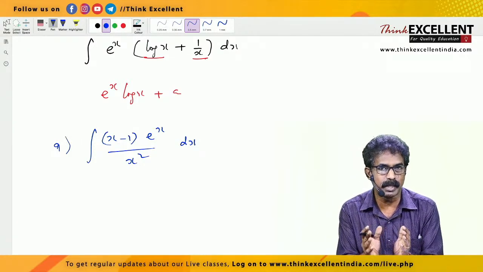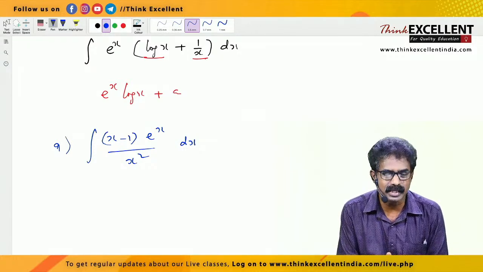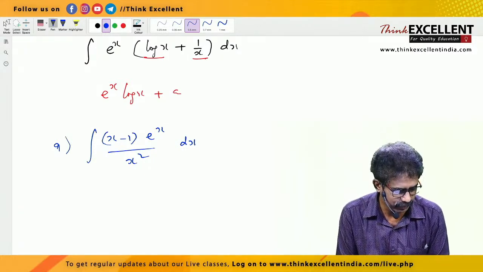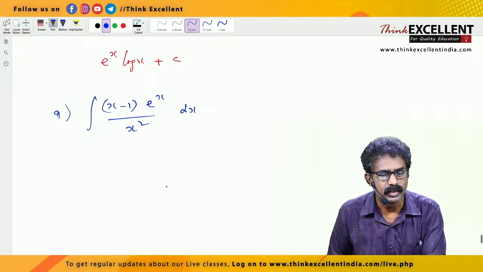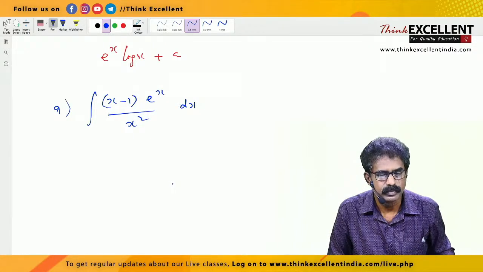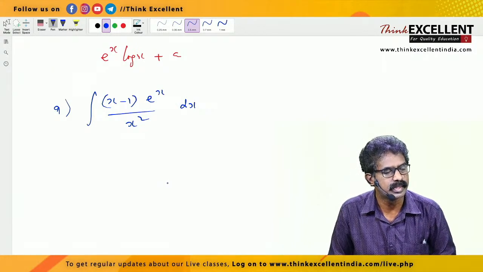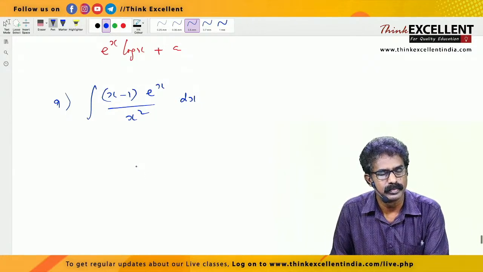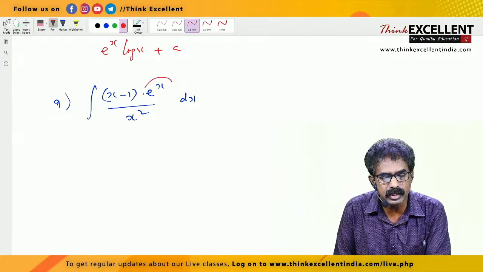இப்போ அந்த e raised to x பார்த்த உடனே உங்களுக்கு தெரியும். Okay, you think on that. Integral x minus 1 into e raised to x by x square dx. Can you try this one? Yes? Good. Same thing. Good. Very good. So, e raised to x is there, no? So, that e raised to x you write as it is. e raised to x அப்படியே எழுதிருங்க.